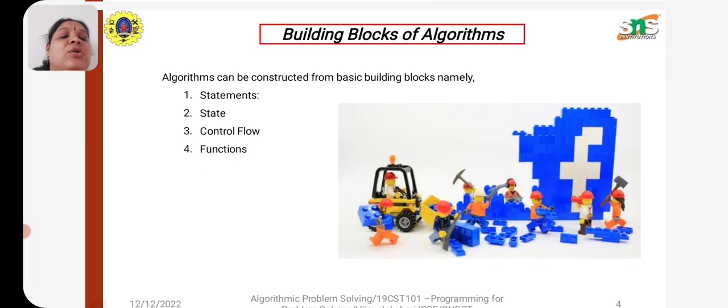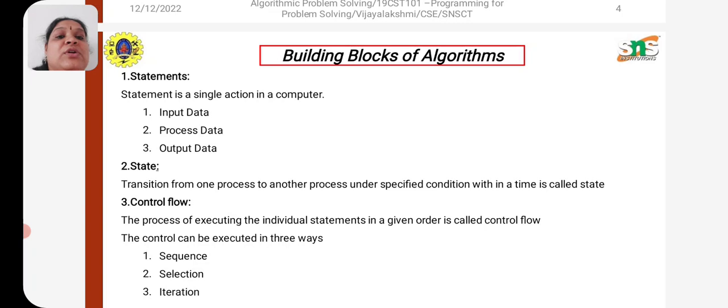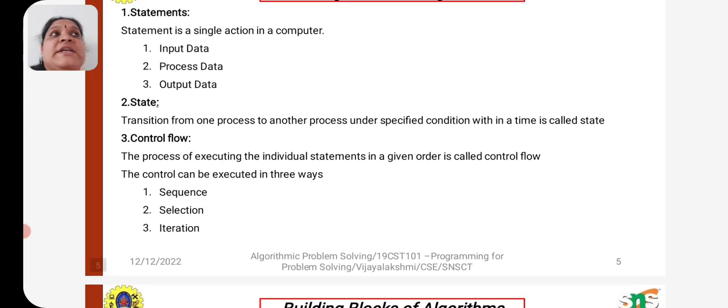And building blocks of algorithm. Algorithm can be constructed from basic building blocks, that is from statements, state, control flow, and functions. Building blocks of algorithm: statement. Let me start with the statement. It has input, process, and output. State is from one state to another state, there is a transition.